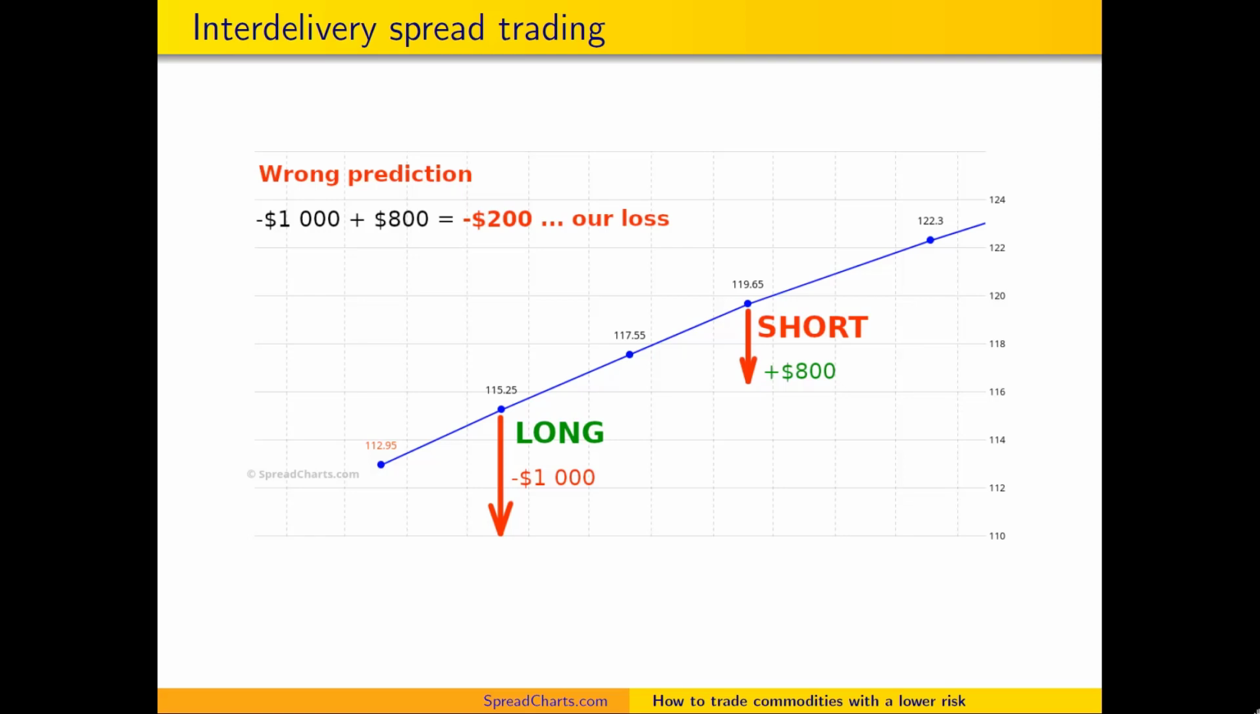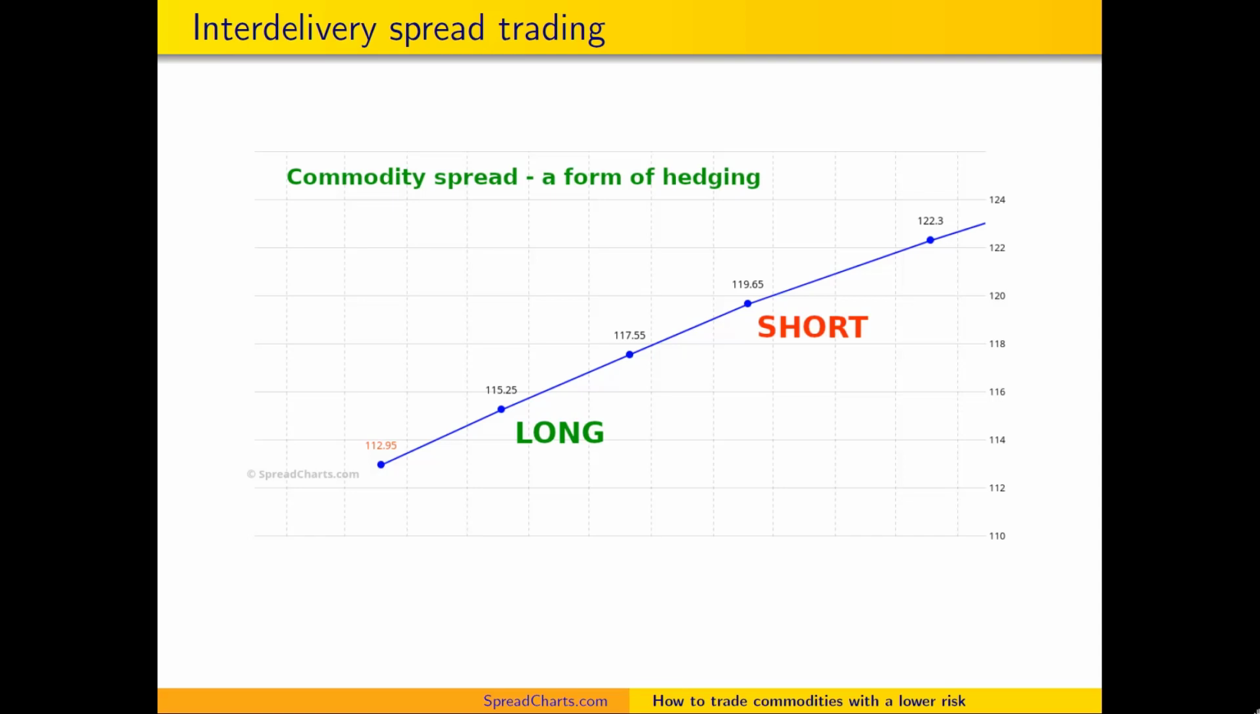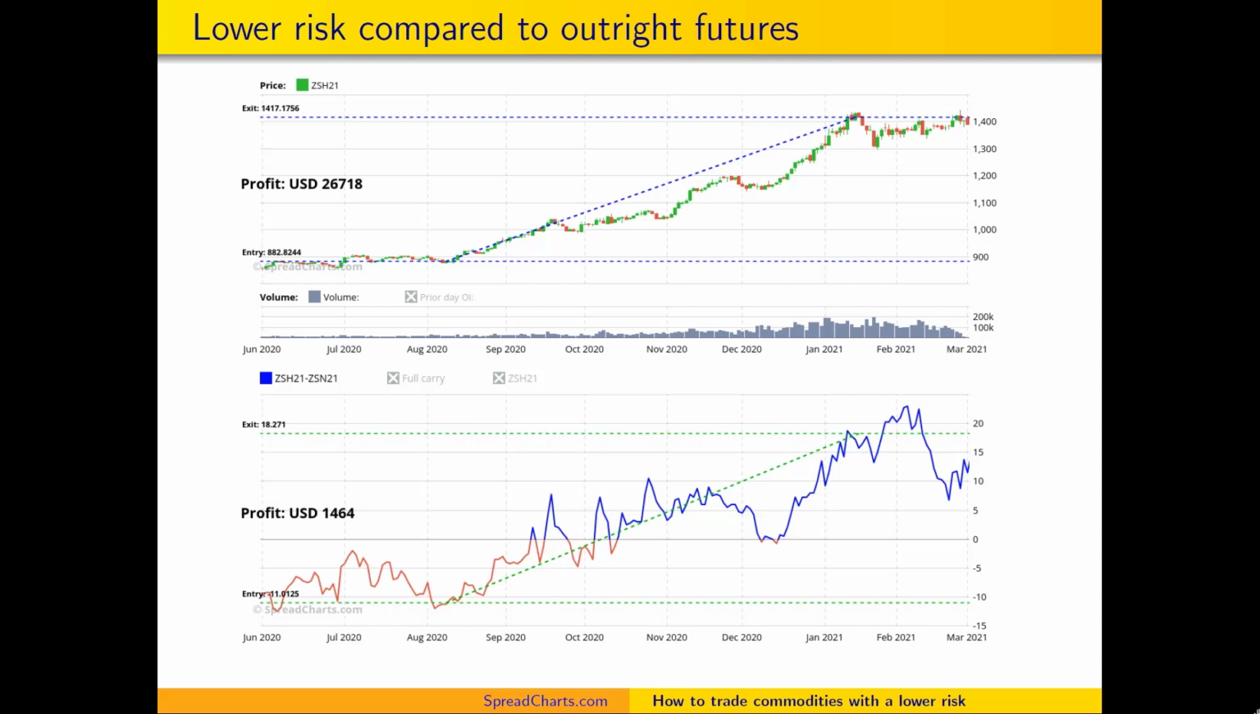That's much more manageable than the $1,000 we would lose if we had opened an outright long position. This is why spread trading allows us to trade commodities with lower risk. The second contract acts as a form of hedging. Of course, it reduces our profit too. There is no free lunch. But the lower risk is actually a great thing. Unlike with outright futures, you do not need a huge account to trade interdelivery spreads.